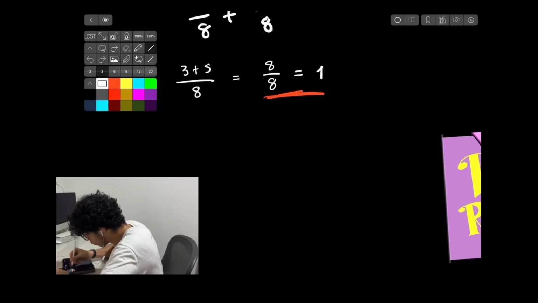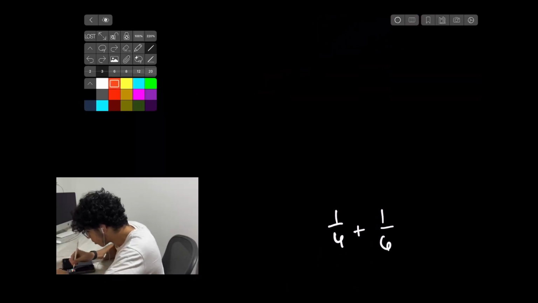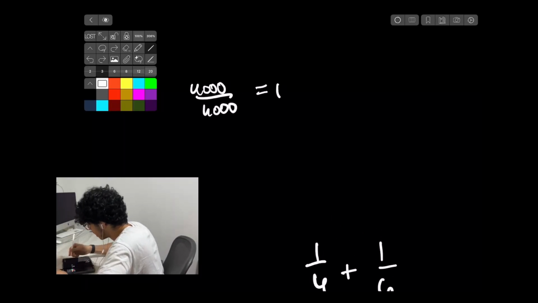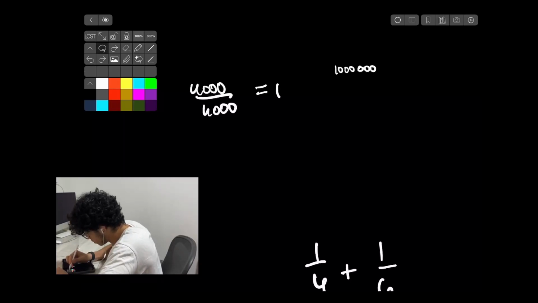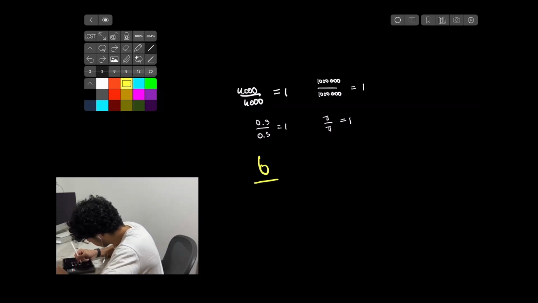Remember how we used this? We know that 8 over 8 is 1. Well, how about 4,000 over 4,000? Well, that's also 1, if you put it in the calculator. How about 1 million over 1 million? Well, that's just 1. How about 0.5 over 0.5? That's just 1. Well, how about pi over pi? That's 1 as well. Well, in fact, anything over anything is just 1.